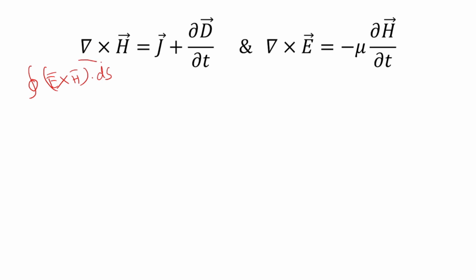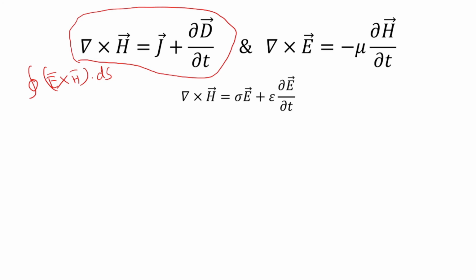If I consider this first Maxwell's equation which I have written here, it says that del cross H bar is equal to J bar plus dou D bar by dou T, but this can also be written as del cross H bar is equal to sigma times E bar plus epsilon times dou E bar by dou T.